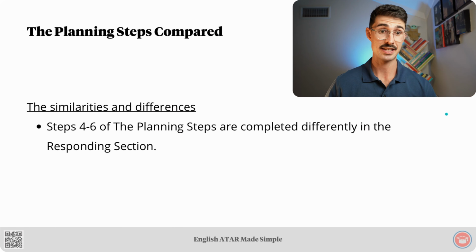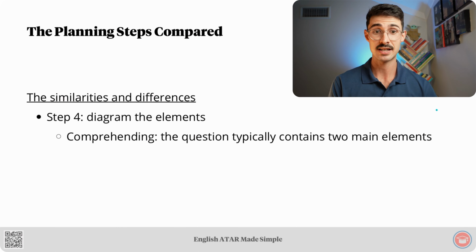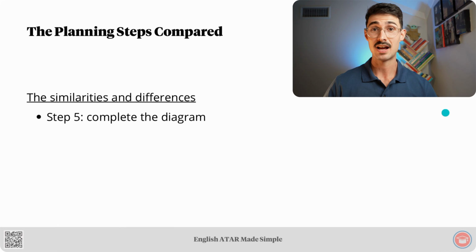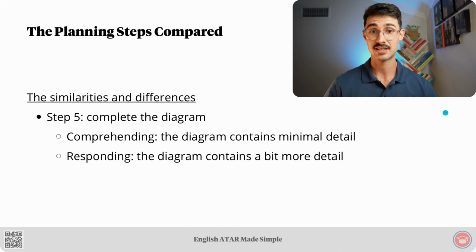Here, we saw that steps 4 to 6 of the planning steps are completed differently in the responding section. Focusing specifically on those main differences regarding step 4, which is diagram the elements, in the comprehending section, the question typically contains 2 main elements, whereas in the responding section, the question typically contains 3 main elements. Regarding step 5, which is complete the diagram, in the comprehending section, the diagram contains minimal detail, whereas in the responding section, the diagram contains a bit more detail.